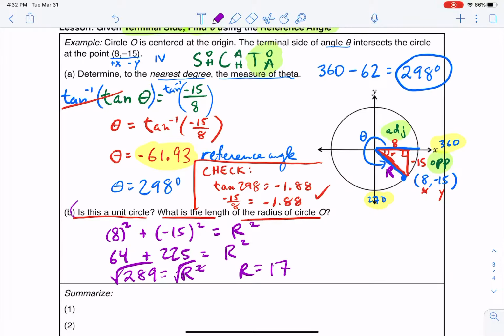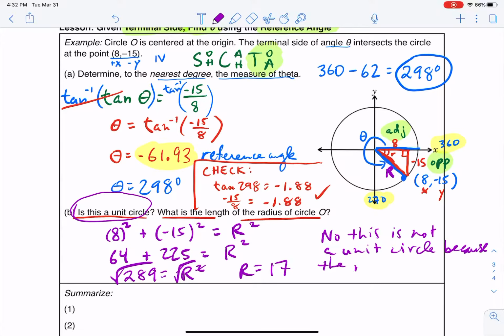All right, is it a unit circle? No, it's not. Why? Well, because the radius does not equal 1. Okay, so you can pause the video.